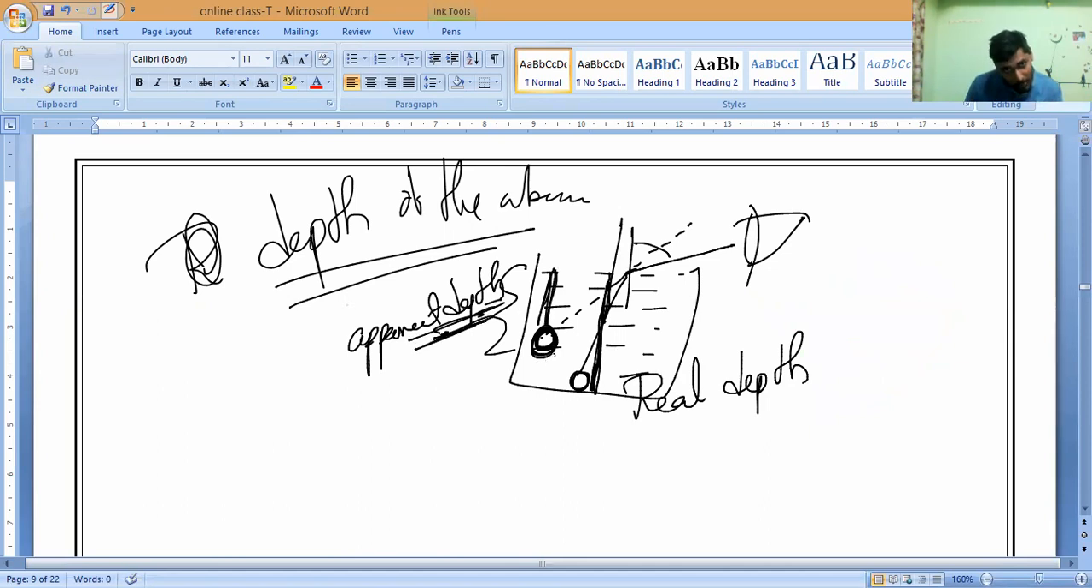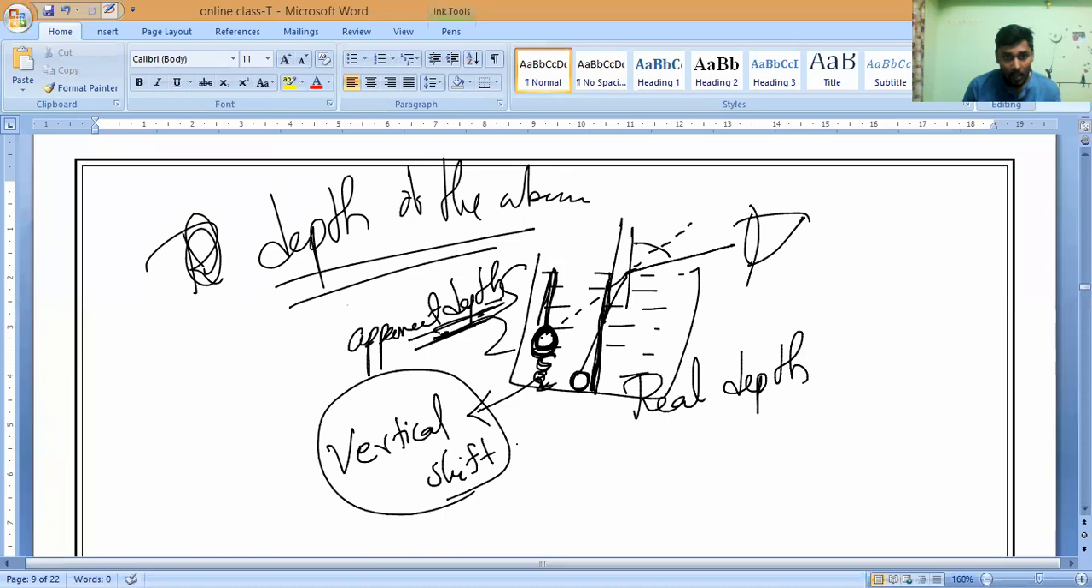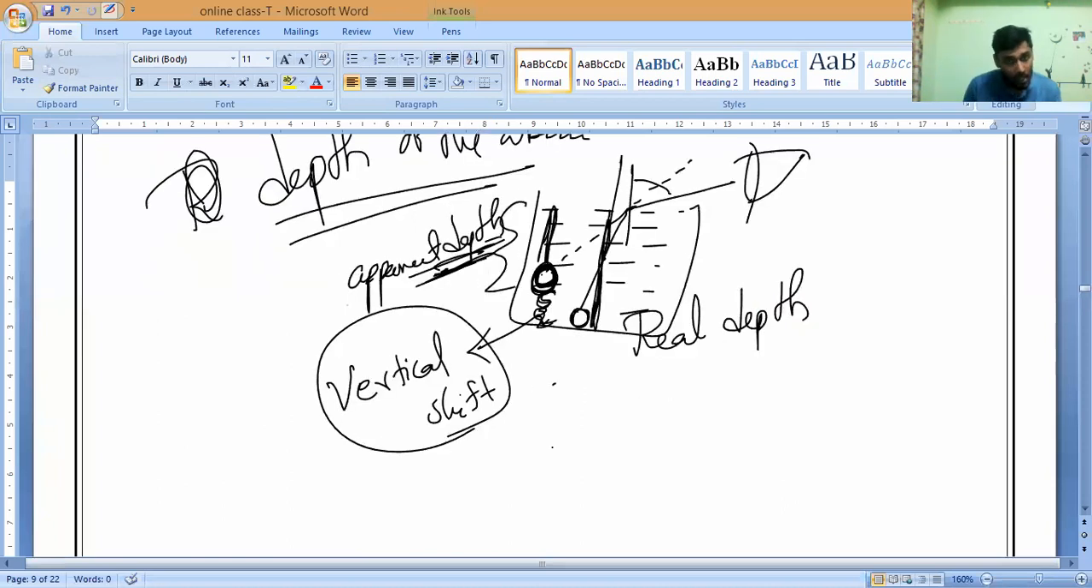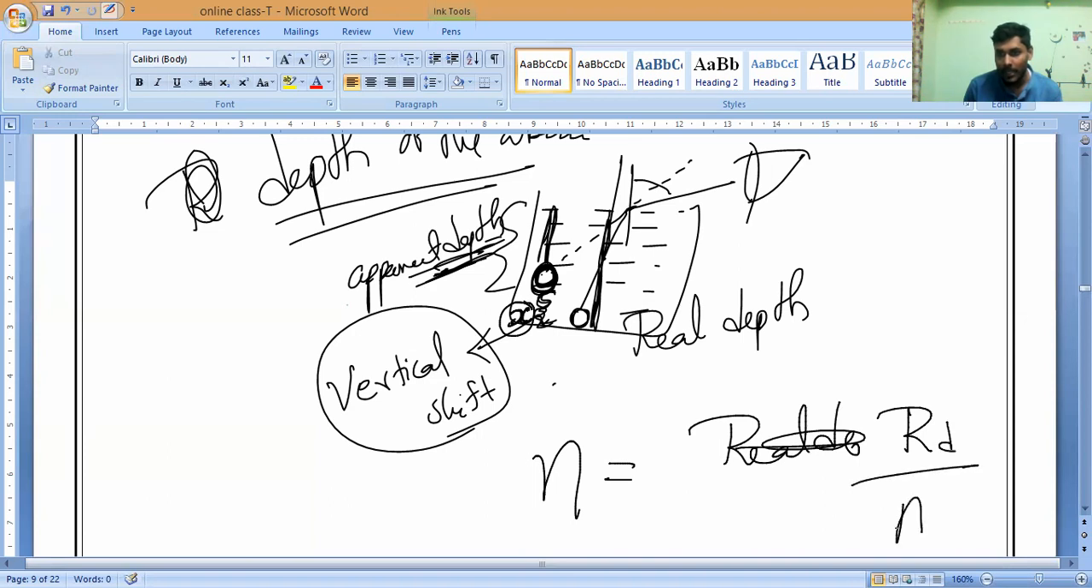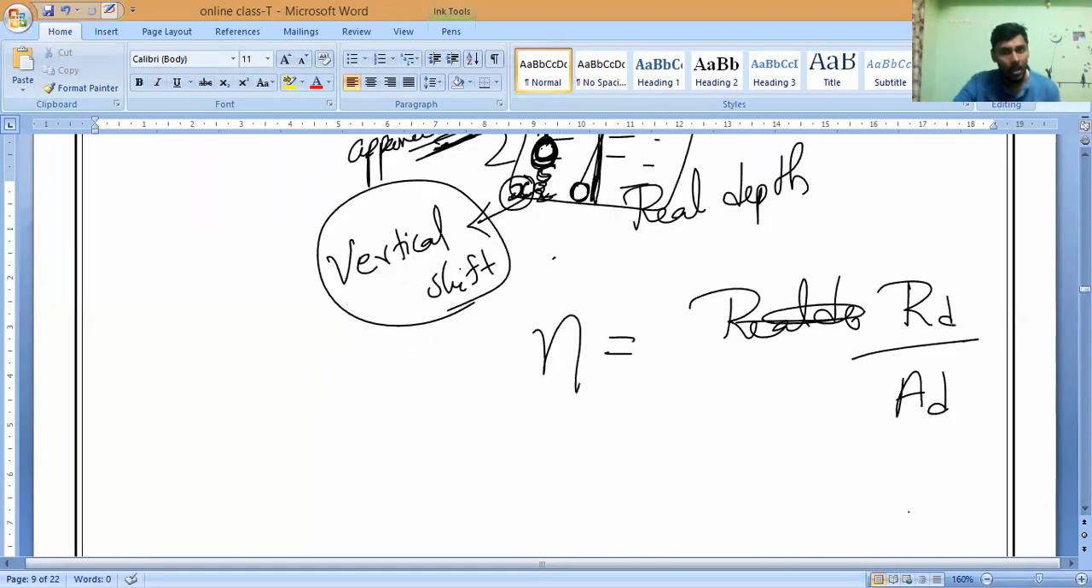Now the difference between real depth and apparent depth is called the vertical shift. What should we call it? Vertical shift. Understand? We call that the vertical shift, so be very careful. Let us assume this vertical shift is x. In this case, what is the refractive index? Remember, as a shortcut, real depth divided by apparent depth. This is the formula.